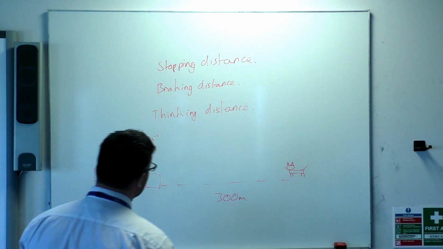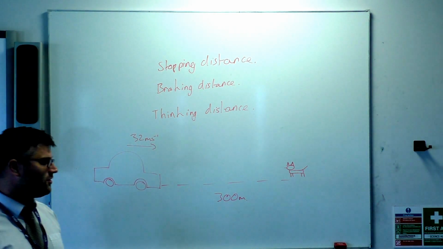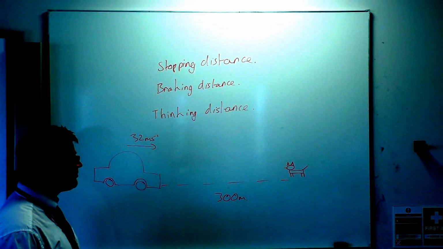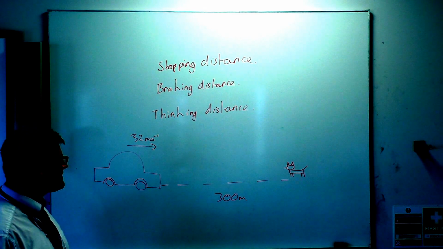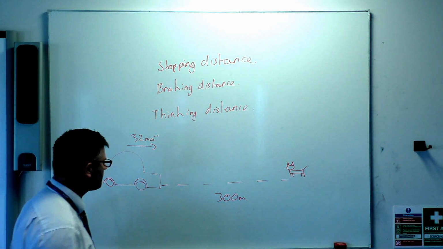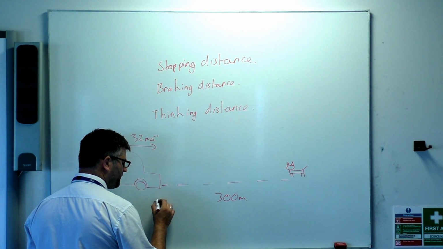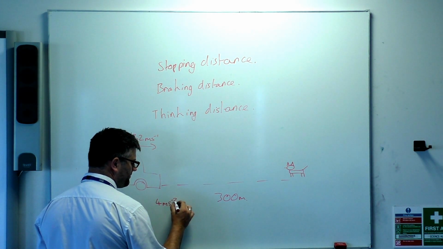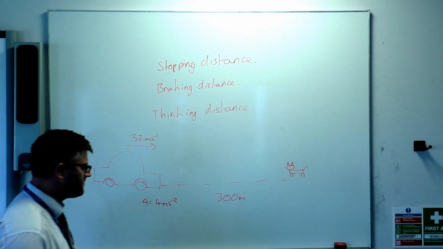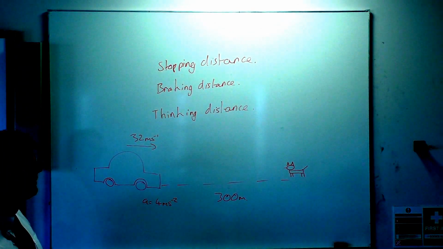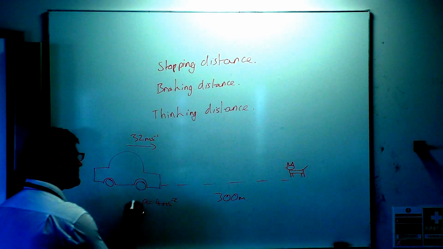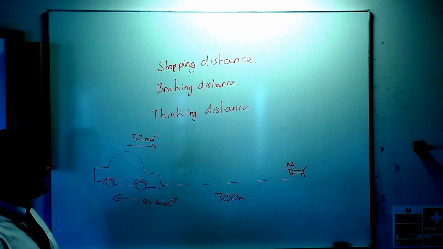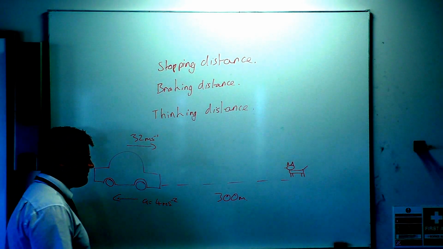We need to look at these terms and see what they mean to see whether or not, when the driver applies his brakes, which are going to apply a constant deceleration of, let's say, 4 metres per second squared, so not very large braking deceleration, but one nonetheless. So when he applies the brakes, he gets a deceleration in that direction of 4 metres per second squared.